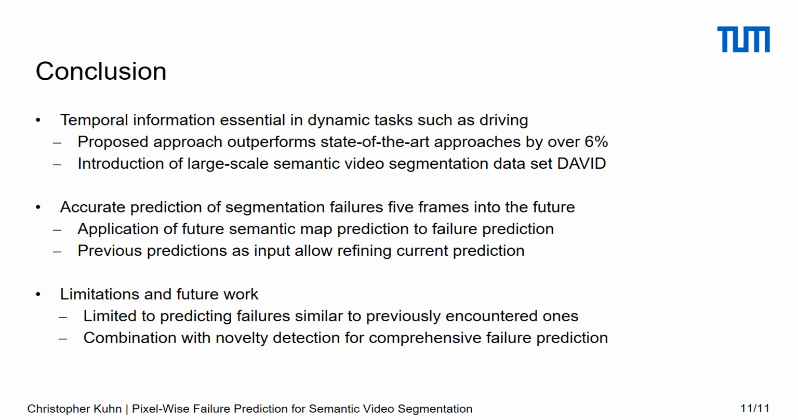Additionally, we have used the temporal information to predict the failures for future frames as well. For this, we have used insights from future semantic map prediction and applied them to failure prediction. Additionally, we have observed that this approach can also be used to refine the current frame failure prediction as well. For future work, an interesting idea would be to combine introspection with novelty detection. Introspection can only really predict failures that are similar to previously encountered ones. Novelty detection could allow to create a more comprehensive failure prediction for semantic segmentation.